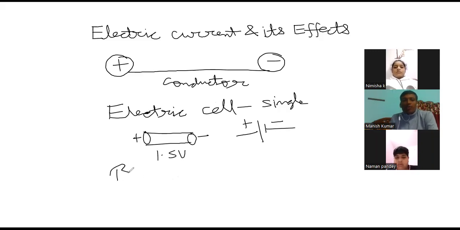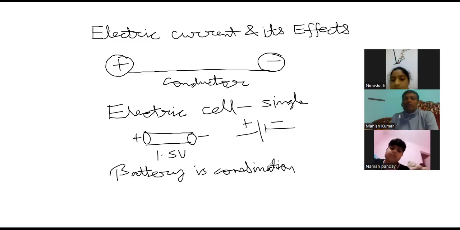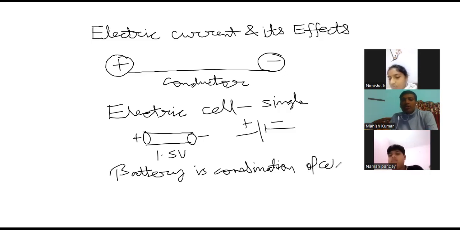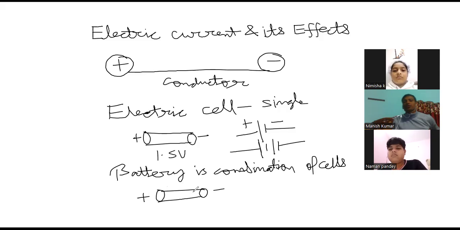Now battery is a combination of electrical cells. Battery is a combination of more than one cells. Combination of cells or electric cells you can write. So suppose this is a battery, plus and minus. Now we can write here the symbol like this also. Here there are two cells combined for completing an electrical circuit. Now this is plus and this is minus. Now this will be minus and here this will be plus.